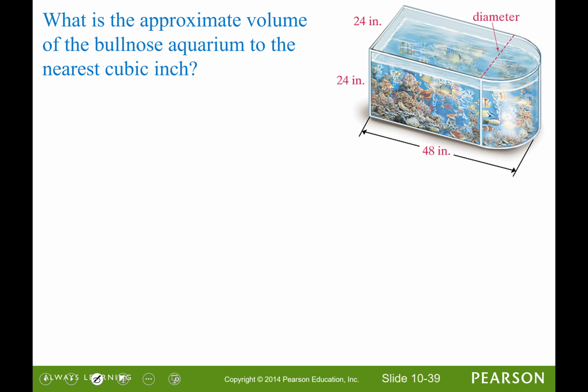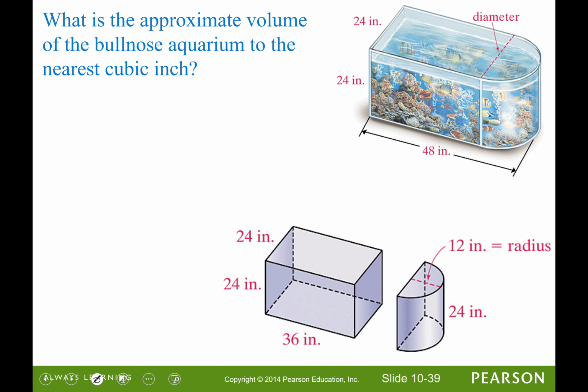Like this one right here. What is the approximate volume of this bullnose aquarium to the nearest cubic inch? All right, so we have got 2 figures. Well, it's one solid, but if we break it right where they have that diameter line, then it looks like we've got this one right here, a rectangular prism, and then this right here is half of a cylinder. Okay, half of a cylinder, so careful of that.